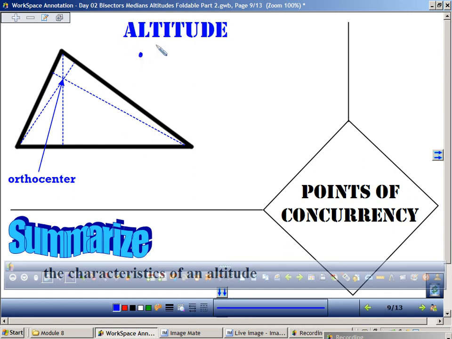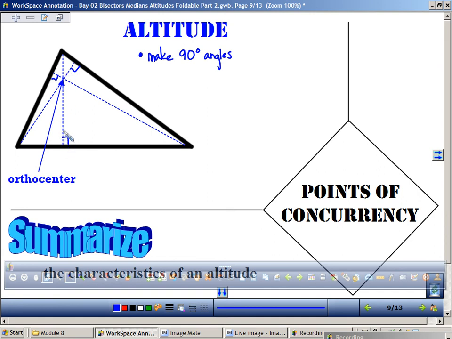First of all, altitudes make 90-degree angles. So this makes 90 degrees, and this makes 90 degrees, and this makes 90 degrees. All right, what else can we say? Can you write that? Yes.